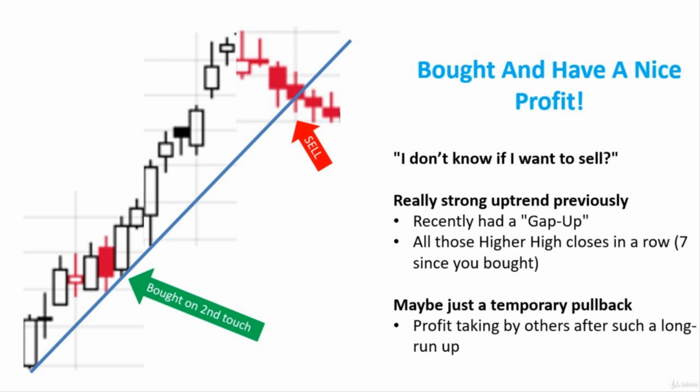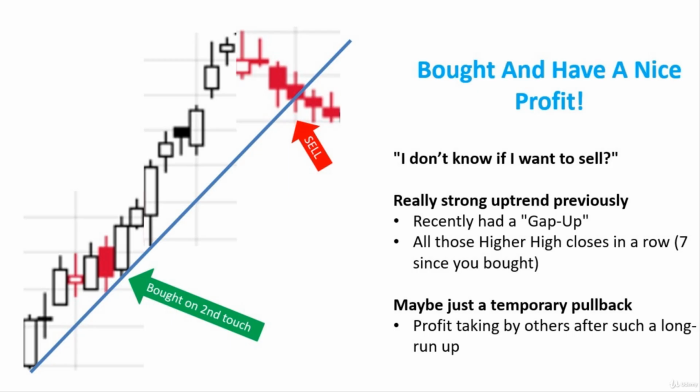And then also you see we have all these higher highs. We have these high closes all in a row, 7 of them since you bought: 1, 2, 3, 4, 5, 6, 7. Since you bought, it kept going up 7 straight times. So that's good too. But then now there's this temporary pullback, or maybe it's a temporary pullback, you don't know, but you reach that peak and then you start seeing the candles go red, and it starts to go down, and it crosses that trend line.